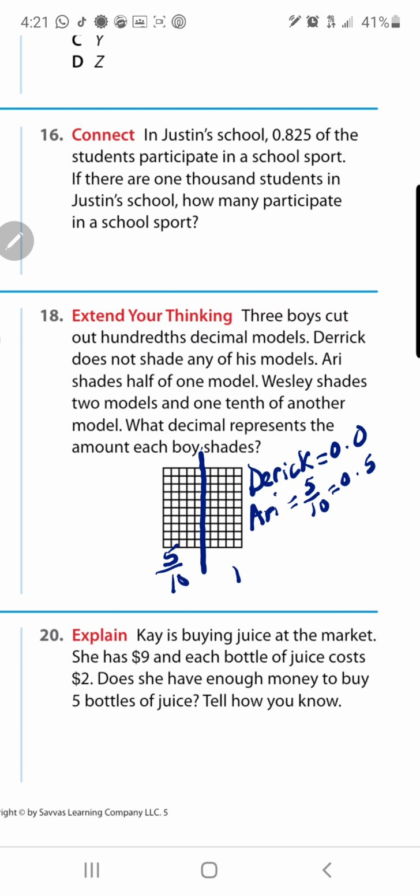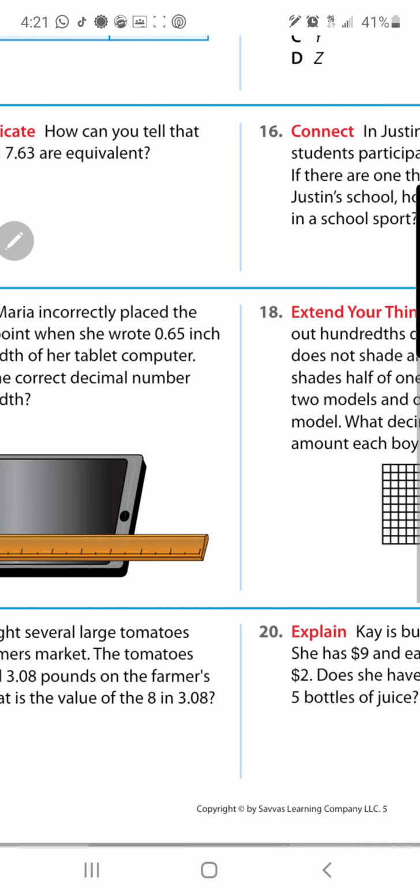And then Wesley, it says that Wesley shades 2 whole models, so that means 2 in the ones place and 1/10 of that, right? So if it's 1/10, it could be 2.1, or it could also be written as 2.10. Okay? All right. Let's move on to number 19.